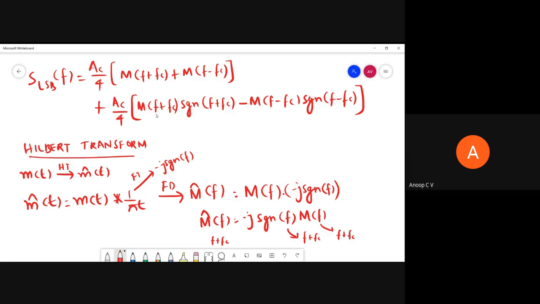So now I can write m of f plus fc into signum of f plus fc will be minus 1 by j m cap of f plus fc, and this thing will become minus 1 by j m cap of f minus fc.